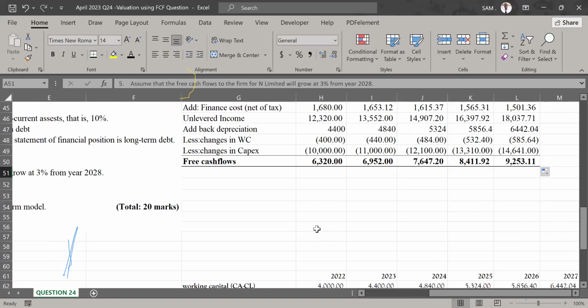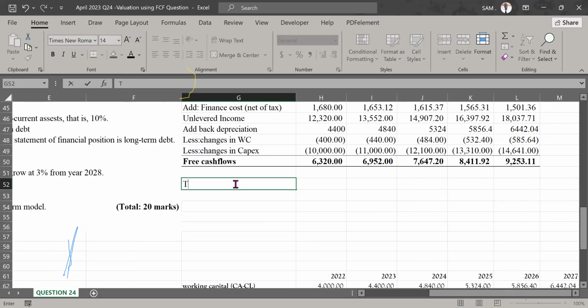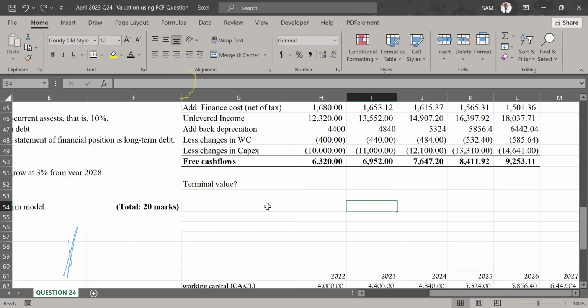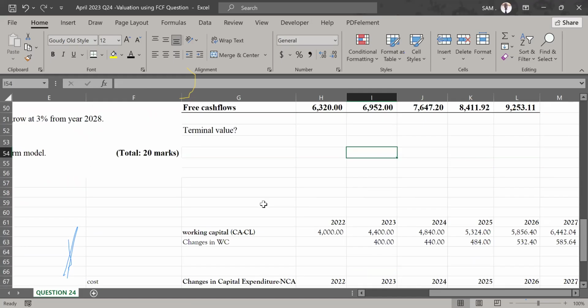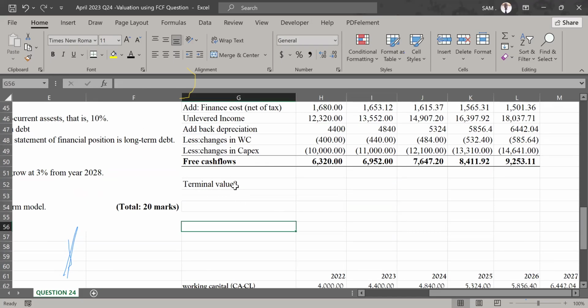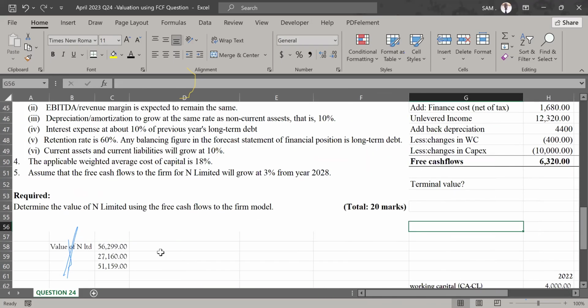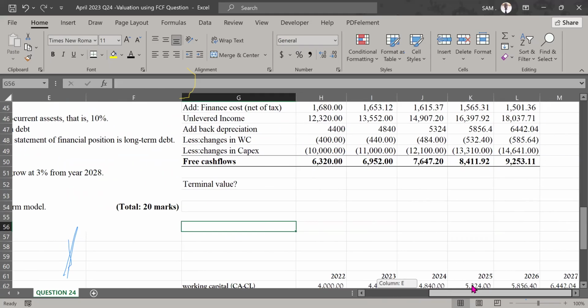How do we use these elements to get the value of the farm? Very simple. Now, what are we looking at? Our interest is to get the terminal value. What is the terminal value of this farm? That is what we are looking at, using the free cash flows model. What is the required? Determine the value of N limited. That value we are looking at is the terminal value.